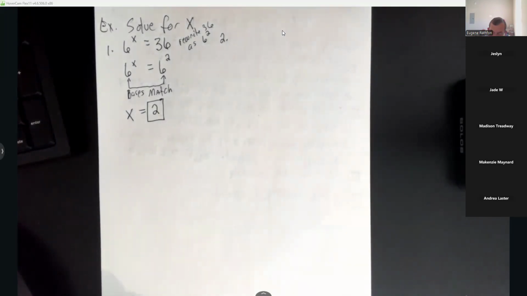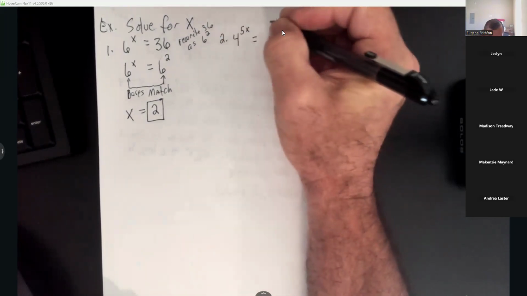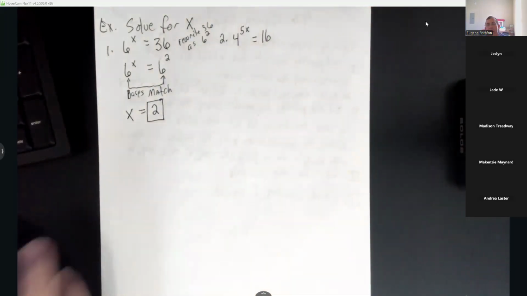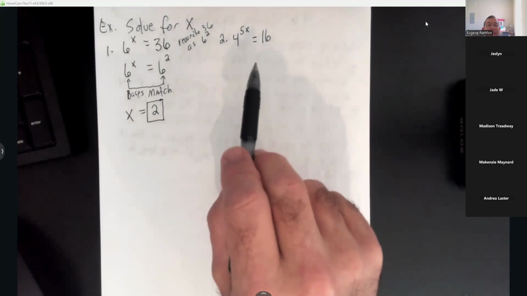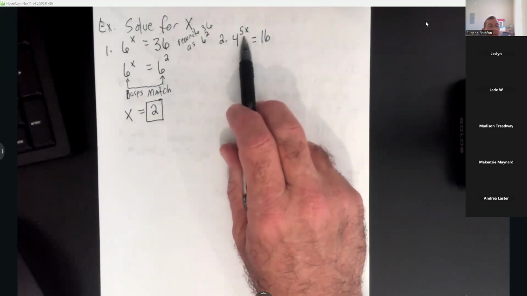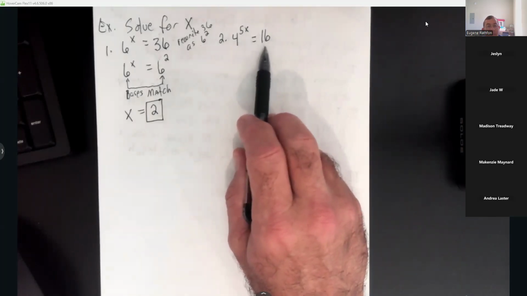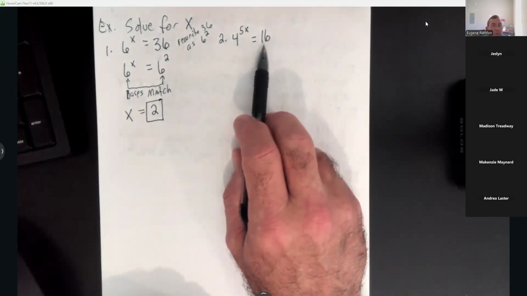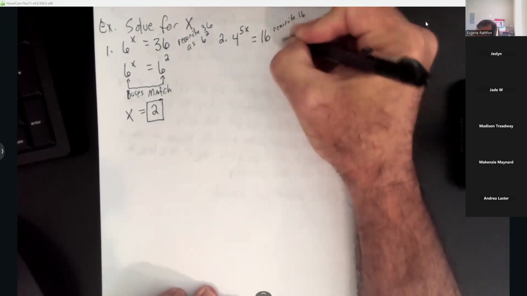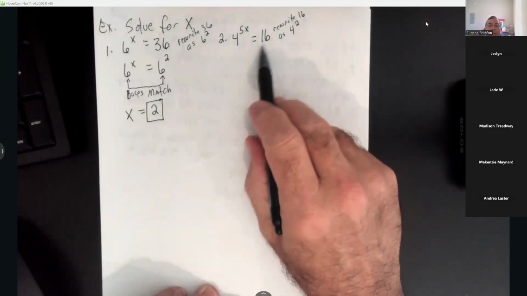All right, so let's try this number 2. I got 4 to the 5x equals 16. My first step: can I rewrite each side of this using the same base? Over here, I got a base of 4 raised to the 5x. So is it possible to rewrite 16 as a base 4 raised to an exponent? And y'all, that's going to be true, right? So what I'm going to do is rewrite 16 as 4 squared.